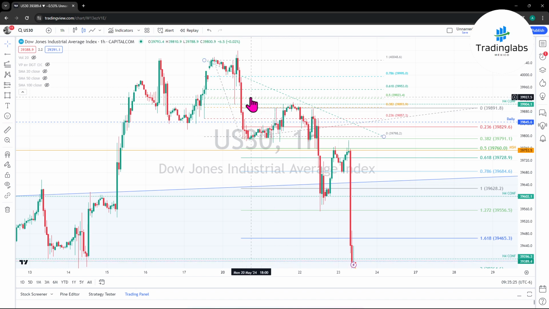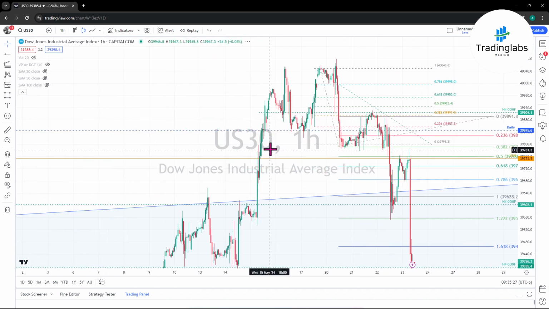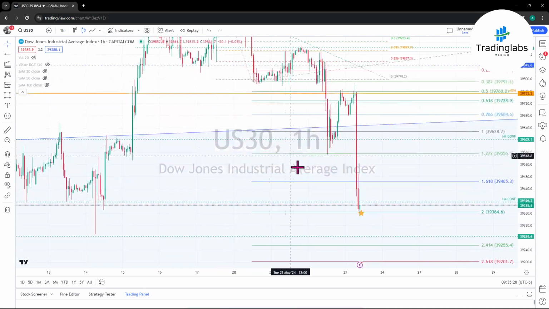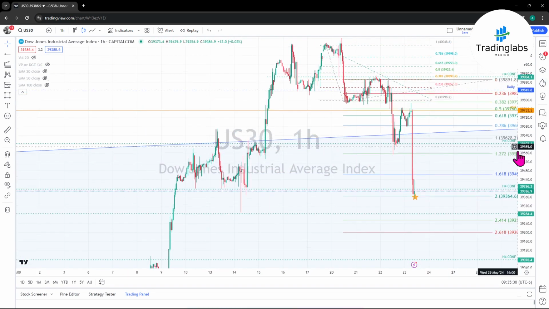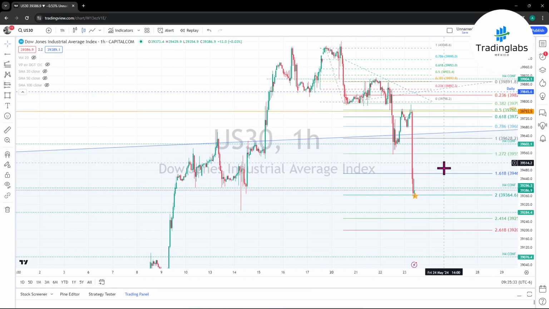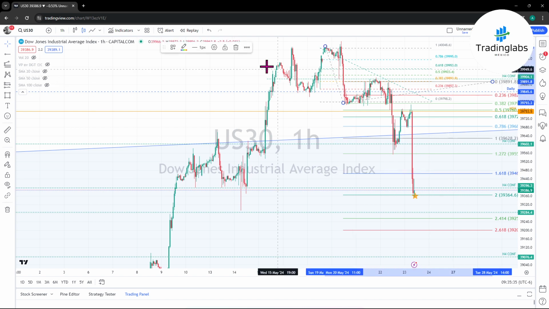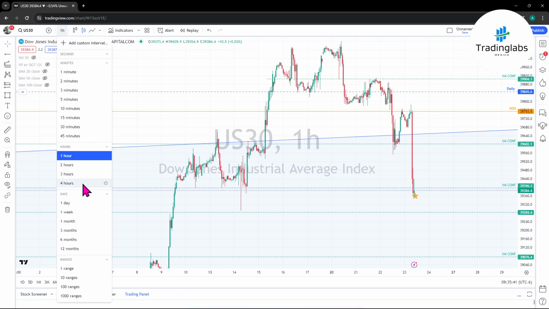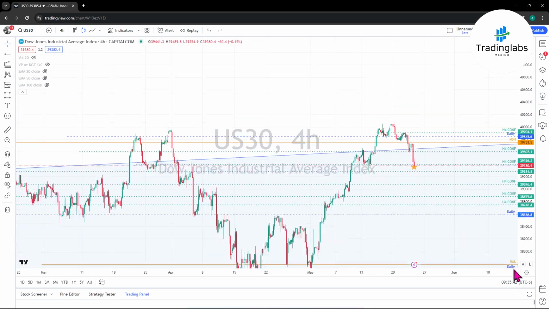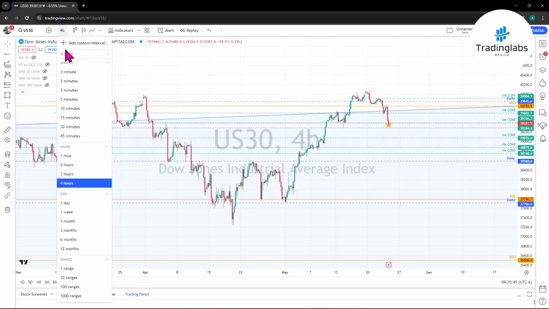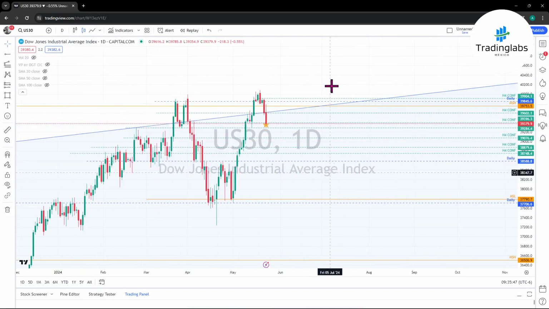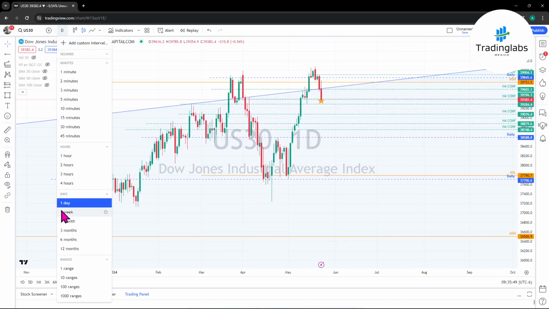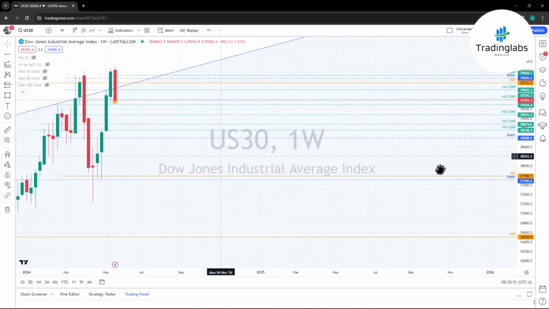Okay, all right. So I'm only teaching you right now the Fibonacci, and how I use Fibonacci. Now, how I use demand zones. For example, I use demand zones on the weekly.